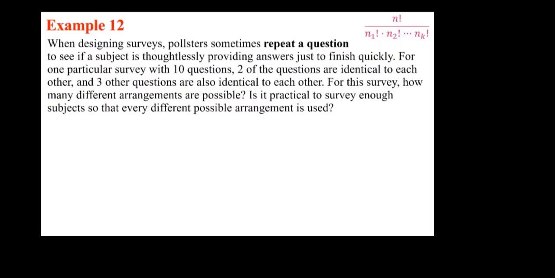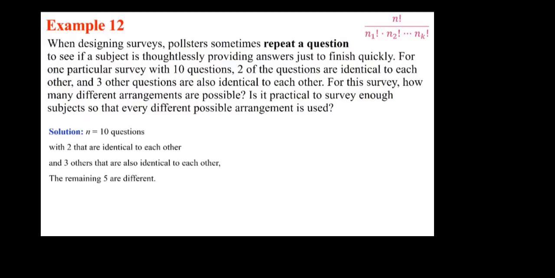So if you have the same question but different answers from the same person, that means the person didn't bother to read the questions. And so when they check it, they say, okay, they may toss it. Here's the way we look at it. There are 10 questions, 10 objects, whatever you want to call them. 2 are identical in one case, and in another case, 3 others are identical. And the remaining 5, out of a total of 10, are simply different.